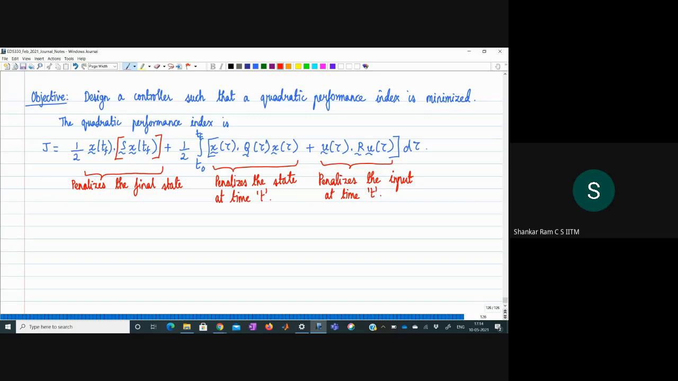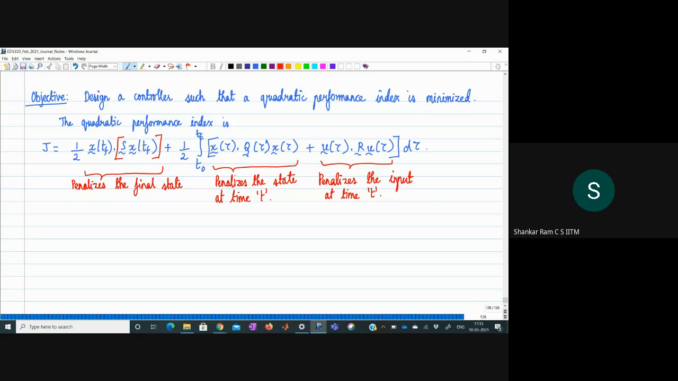And at the same time, we want the state vector to be driven to the equilibrium state while ensuring that the input is also reasonably small, right? So it should not be very high. So that's what is also penalized or taken as a performance.